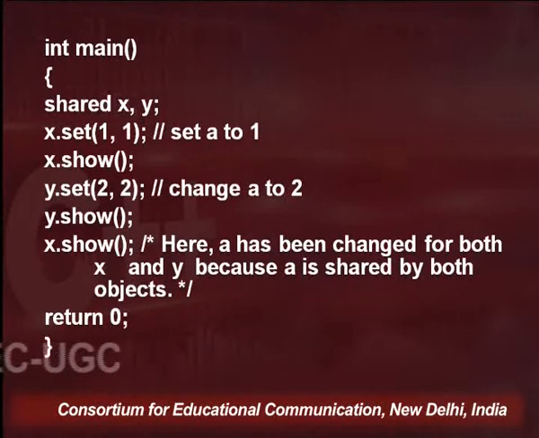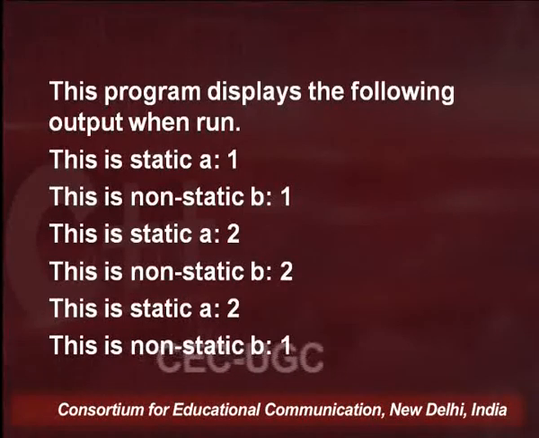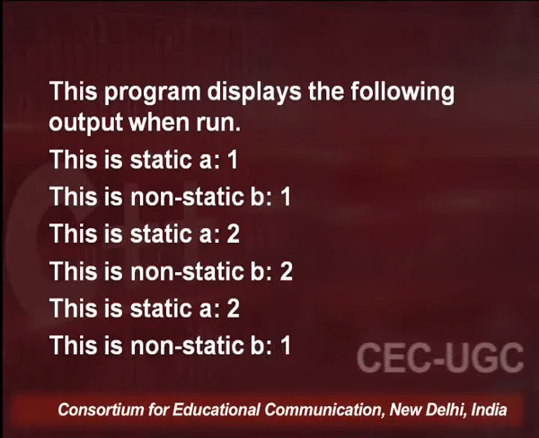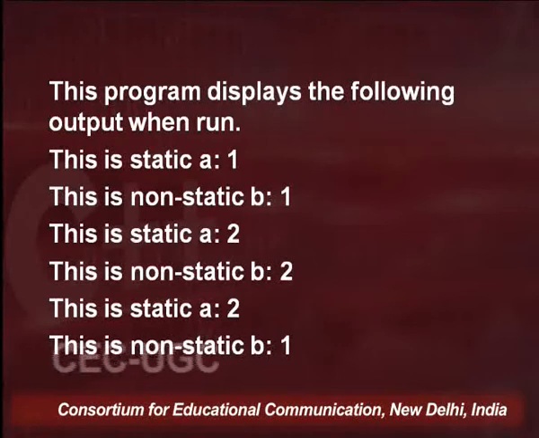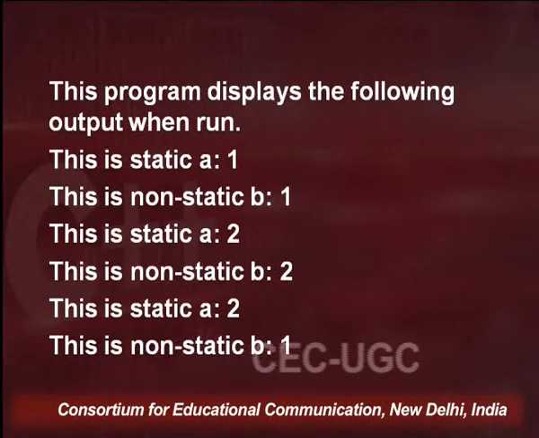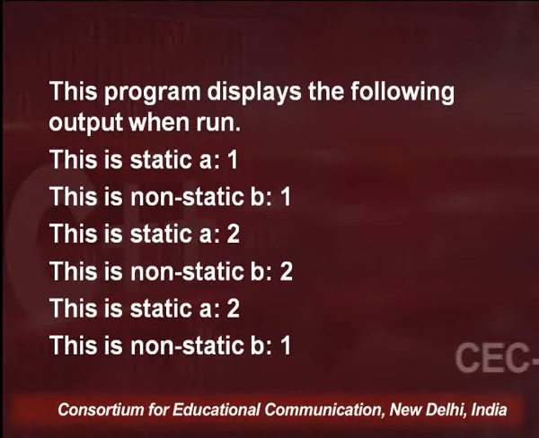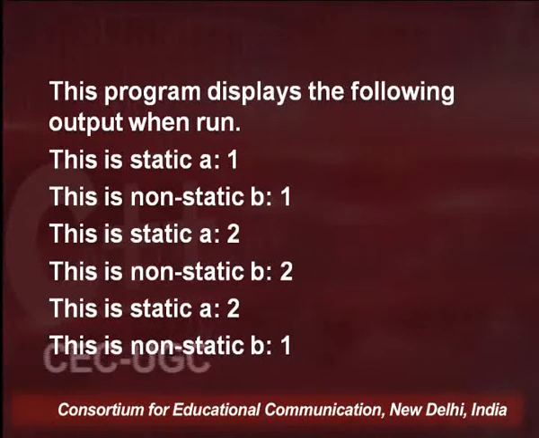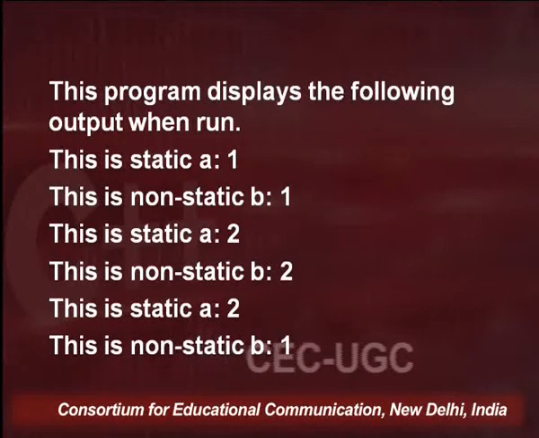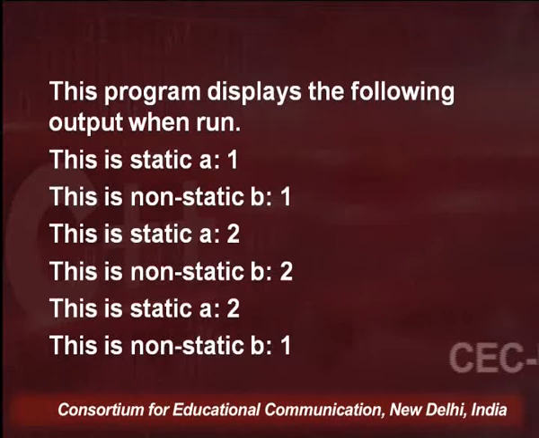When again we are calling x dot show, this is going to show static a as 2, non-static b as 1. Now see what is happening here. The initial call with x show is showing 1 1. The initial call with y show is going to display 2 comma 2. Now if we are calling x dot show again, x has its own copy of variable b, which is still 1. That has not been changed.